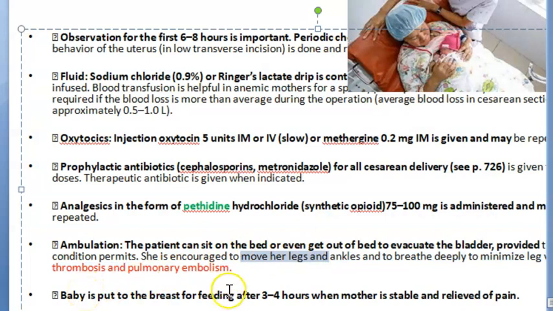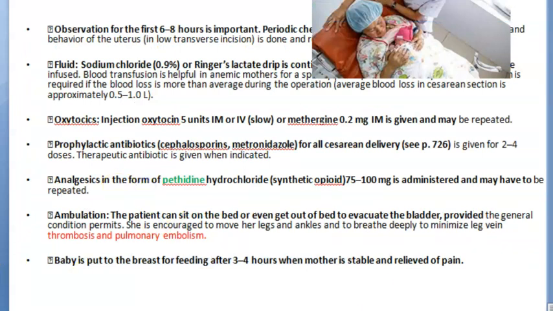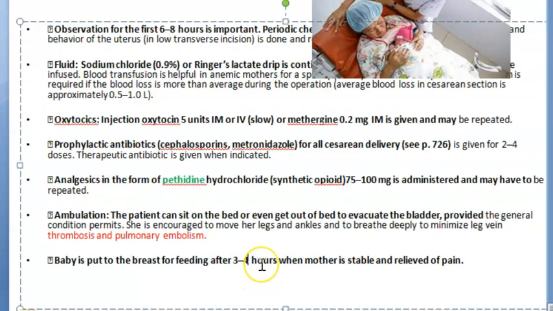Then you will feed the baby when you put the baby to the breast for feeding after 3 to 4 hours, when the mother is stable and relieved of pain. But I think this is more like within 1 hour, isn't it? Just check that. This is kind of doubtful. I do not think it is 3 to 4 hours. What will the baby do till then? It will wait. Just check this, okay?